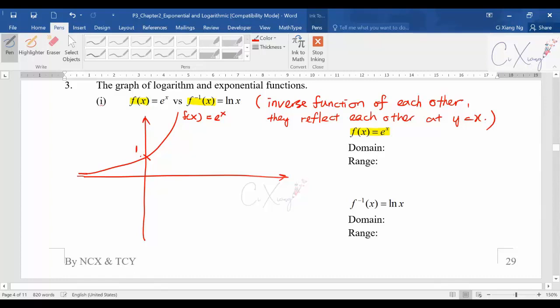You should try to remember this because they will sometimes ask you to sketch it, maybe in chapter 6 later. It will be good if you remember the basic shape of e power x. Then, since it is the inverse function of log x, when you want to sketch the log x graph, you can draw a line first, y equals x.